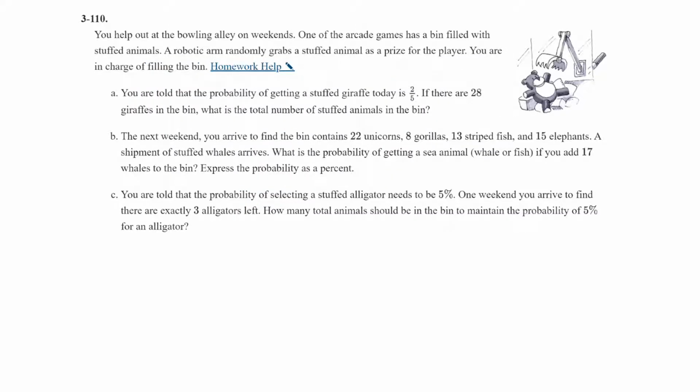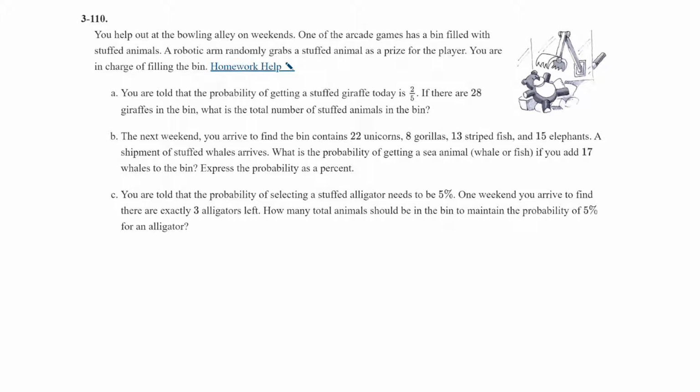Question 110. To help out the bowling alley on weekends, one of the arcade games was a bin filled with stuffed animals. A robotic arm randomly grabs a stuffed animal as a prize for the player. You are in charge of filling the bin. Alright, part A. You are told that the probability of getting a stuffed giraffe today is 2 out of 5. If there are 28 giraffes in the bin, what is the total number of stuffed animals in the bin?